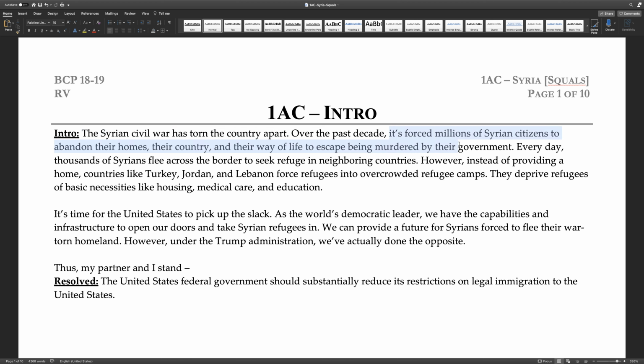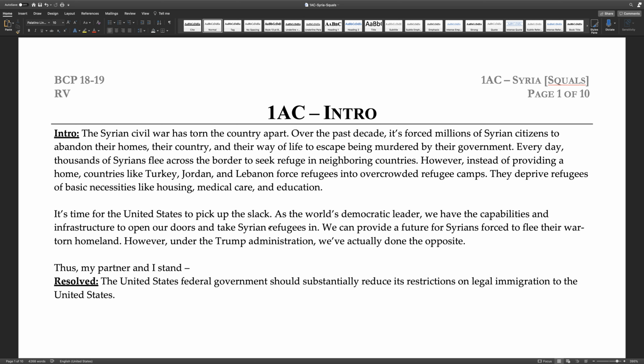It's forced millions of Syrian citizens to abandon their homes. Every day, thousands of Syrians flee across the border to seek refuge in neighboring countries. However, instead of providing a home, countries like Turkey, Jordan, and Lebanon force refugees into overcrowded refugee camps. So it's time for the United States to pick up the slack. As the world's democratic leader, we have the capabilities and infrastructure to open our doors.